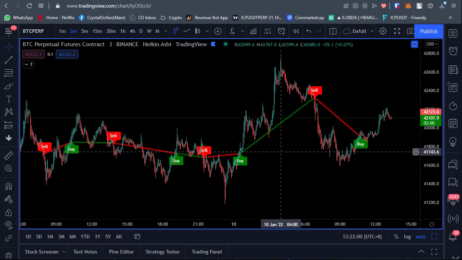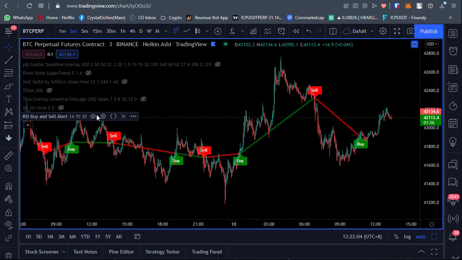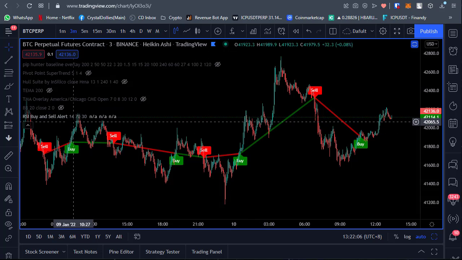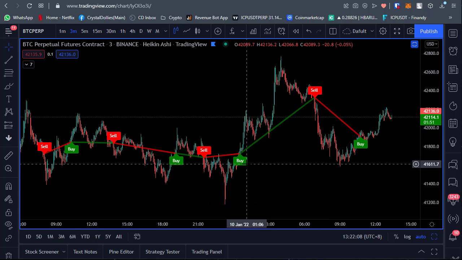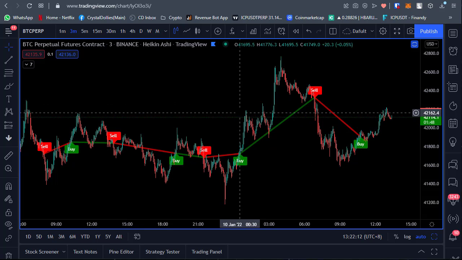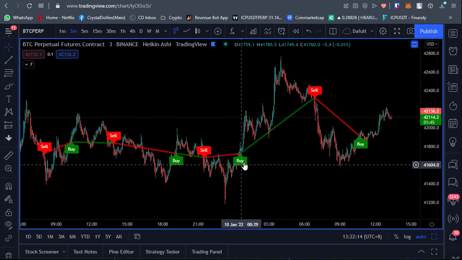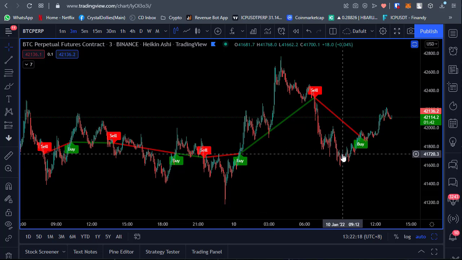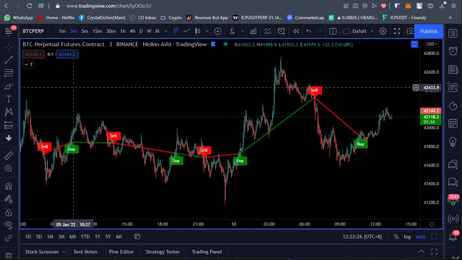So how do you use this? Depending on each individual, how they want to use it. Some people use this indicator for manual trading. For me, I use it for bot trading. So actually, you can program, let's say every time there's a buy, you can program the bot to buy. The bot that I'm using today is the revenue bot, which I share in my other videos. You can check it out yourself. But in this video, I'm just going to show more about the indicator itself.